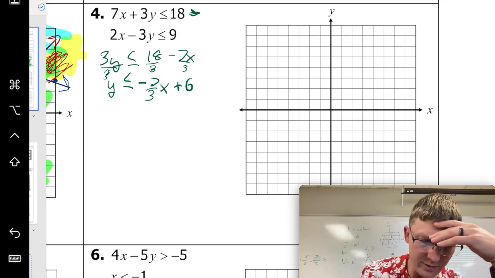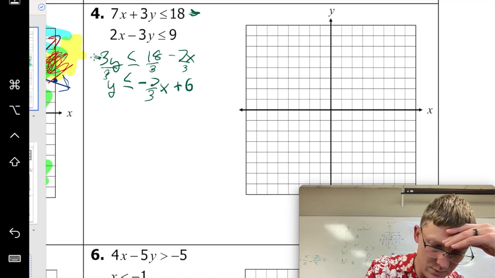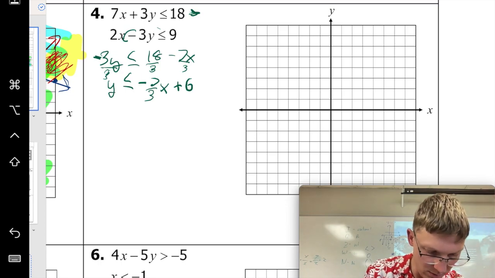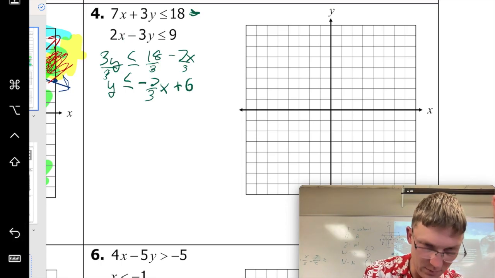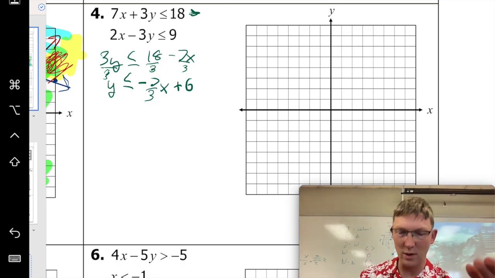And we divided both sides by a negative 3. That was a negative. No, it wasn't. It's fine. Everything's fine. I didn't drop a negative sign. We're good. We're good to go.